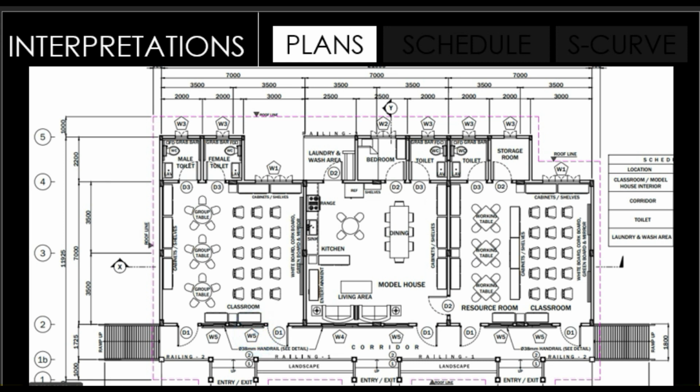at floor plan. For example, along section 4, there are identical 4 units of D3 and 2 units of W1 or window 1.